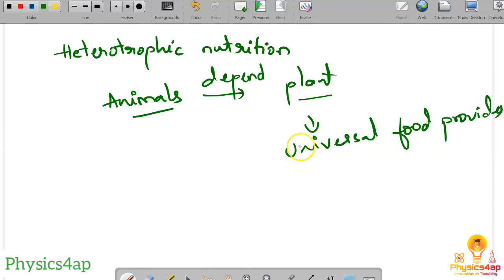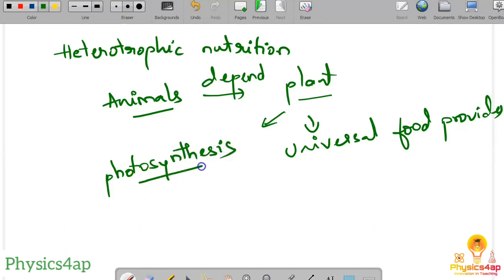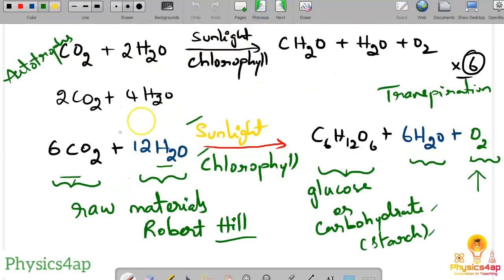Why? Because they can provide the food, they can synthesize the food, they can prepare the food by the process called photosynthesis. So this is how the plants can prepare the food, and we will be discussing in our next video the factors which are necessary for the photosynthesis. As I told you earlier, carbon dioxide, water, sunlight, chlorophyll, all these are factors. These should be necessary for the plants to prepare their food. So if any one is missing, the photosynthesis reaction will not occur. So how can we prove that? We will be seeing that in the next video.